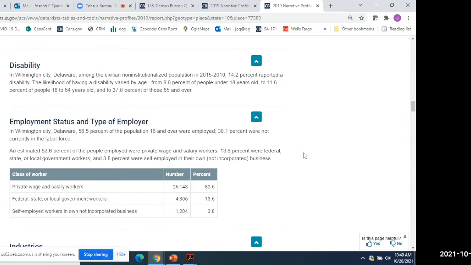That question goes further in the survey because it asks, is it a visual disability? Is it a hearing disability? Is it a mobility issue? So it asks for the actual type of disability.